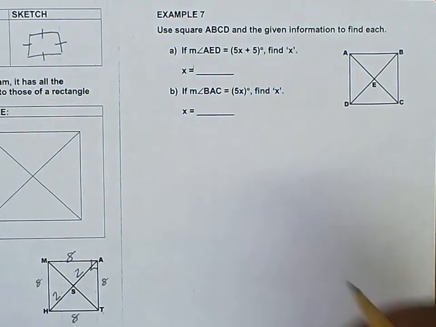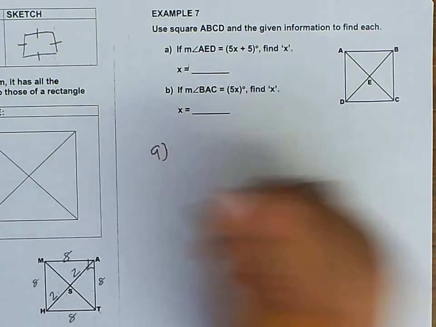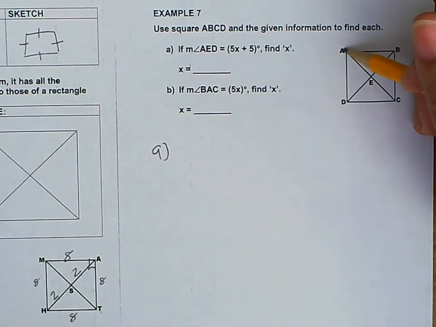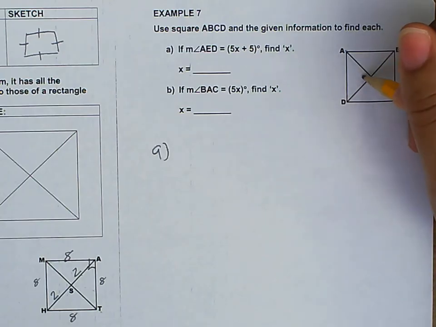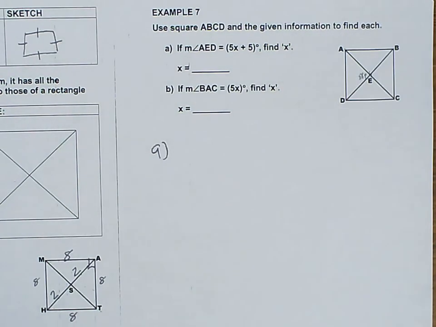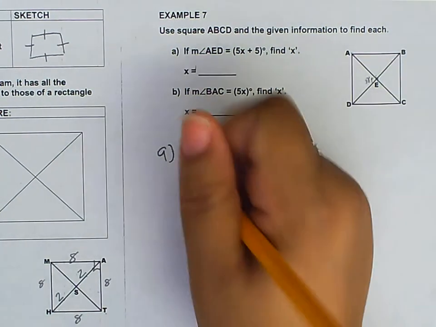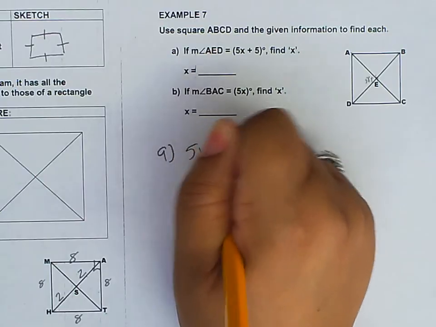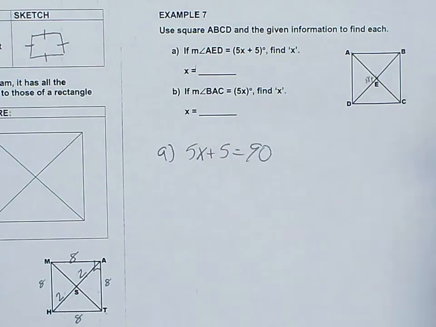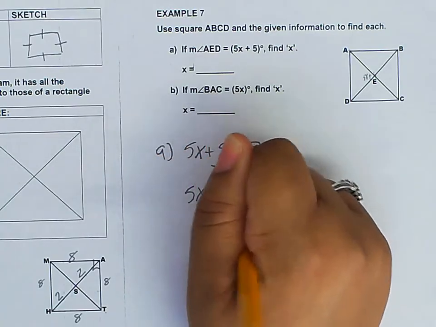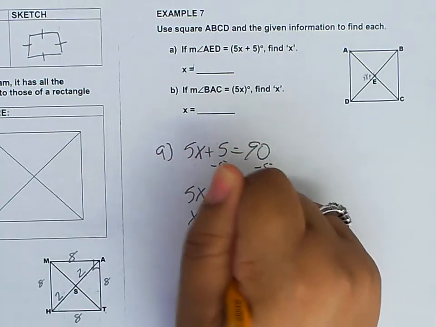We're going to solve A and B. Okay, use square ABCD and the given information to find each. Okay, so if they're saying the measure of AED is 5x plus 5, find x. Well, we already know from the rule that these are bisecting, these are 90 each. So we can just do 5x plus 5 equals 90, right? Then you take away 5 from both sides. So 5x equals 85. Divide 5 out, x turns out to be 17.